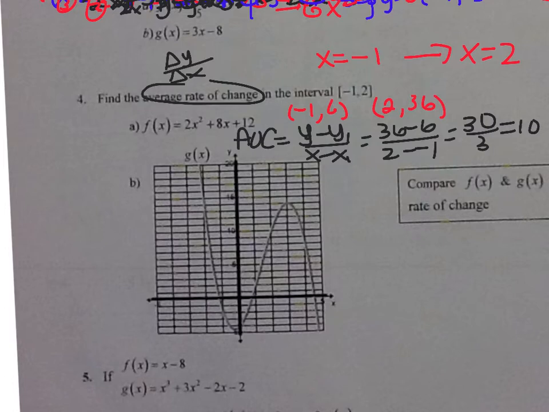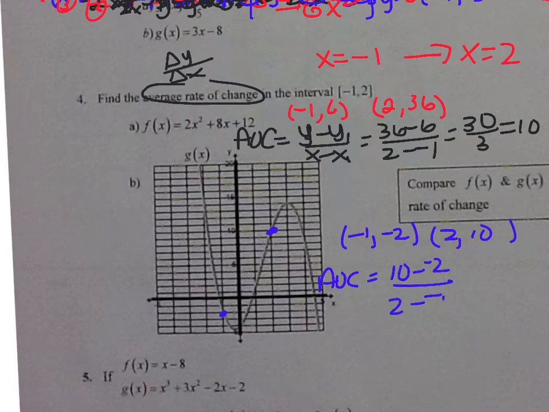Okay, so now B, the graph. You want to get your points. For x is negative 1, that's this point here, so that'd be negative 1, negative 2. And then I want 2, 10. Alright, so my average rate of change is going to be 10 minus negative 2 over 2 minus negative 1. That's 12 over 3, which is equal to 4.